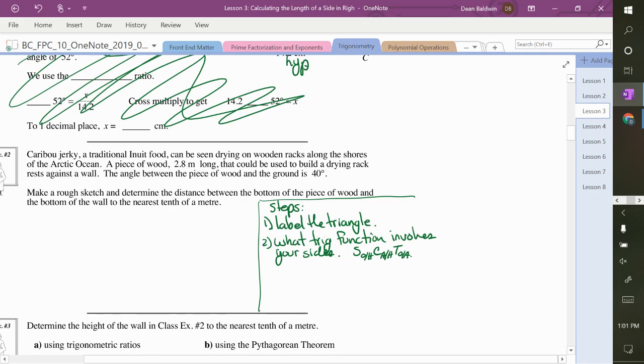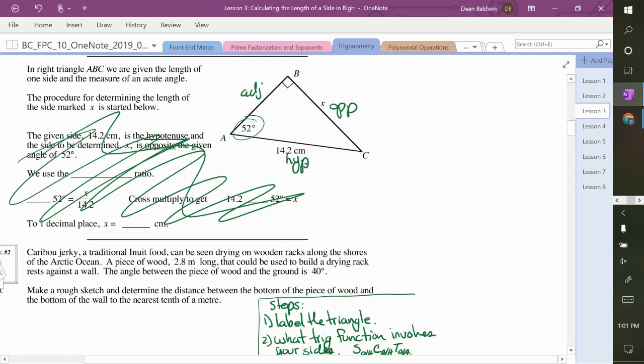Okay. So we go back to our triangle. What side do I know? What side am I trying to find? The opposite, right? So which trig function involves the opposite and the hypotenuse? The O and the H. Sine, right? So that's the trig function we want to use.